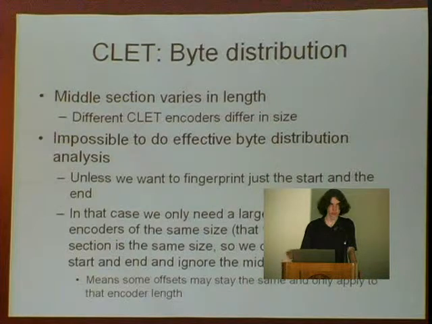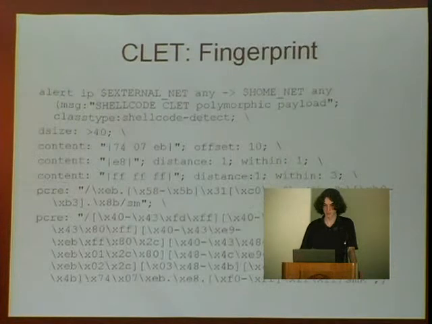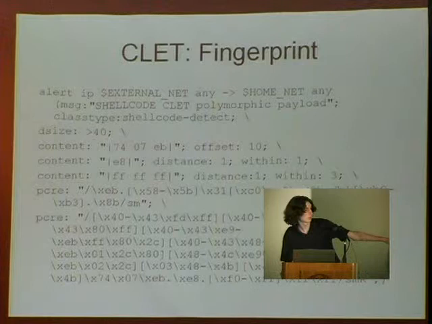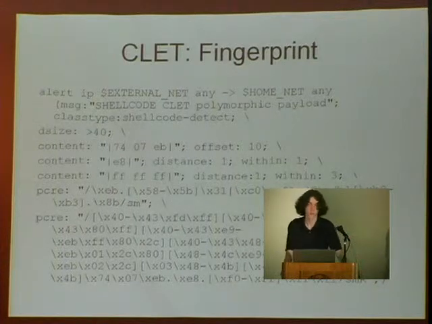In case you didn't understand that, basically, if the middle instruction is the only one that changes, and all of these encoders are all 42 bytes, that means the middle section is the same in all of these sections in terms of length. So basically, I got a bunch of 42-byte Clet encoders, and I used that as input to Spectrum, and I got that last line right there, the Perl regular expression.